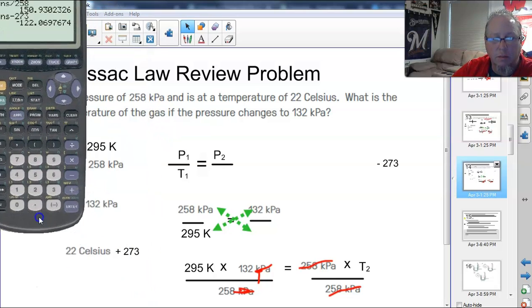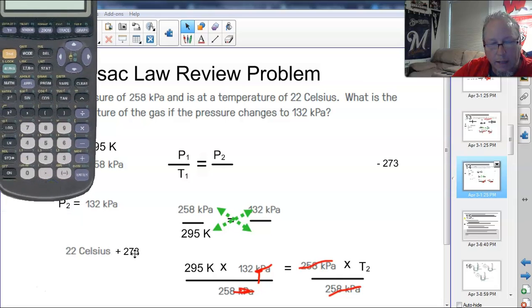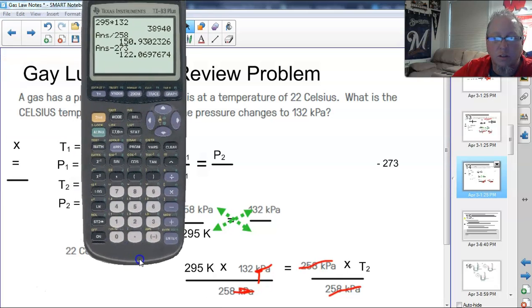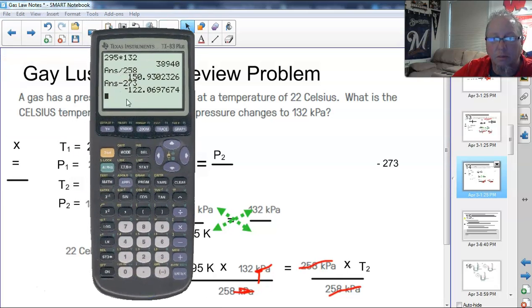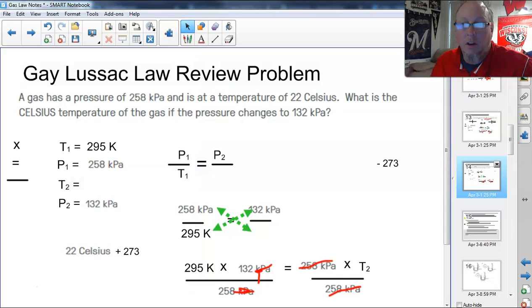Same thing as the last problem that we had that had temperatures like this. Remember when I add these two together, I got 295. That is 3 significant digits. This is 3 significant digits. This is 3 significant digits. So my final answer should have 3 significant digits. My final answer is negative 122 degrees Celsius. So hopefully you guys got enough information where you can do well on your quiz today.